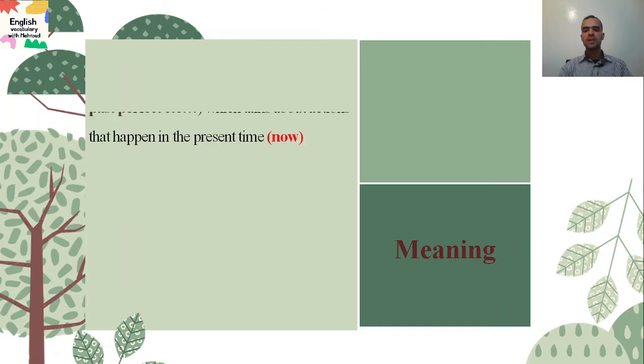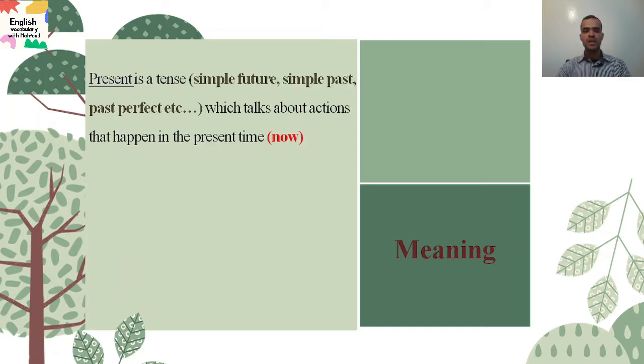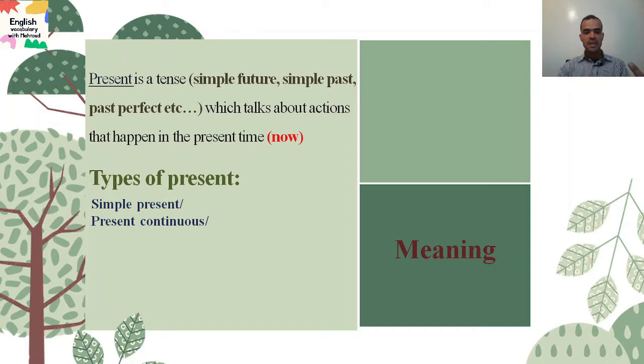So we're still with the meaning, but now let's identify the present. Present is a tense like simple future, simple past, past perfect, etc., which talks about actions that happen in the present time, that is now. So we have types of present, we have seen them in the beginning. The first one is the simple present, the second is the present continuous, the third is present perfect, and the last one is present perfect continuous. We call these tenses in English. So remember that.